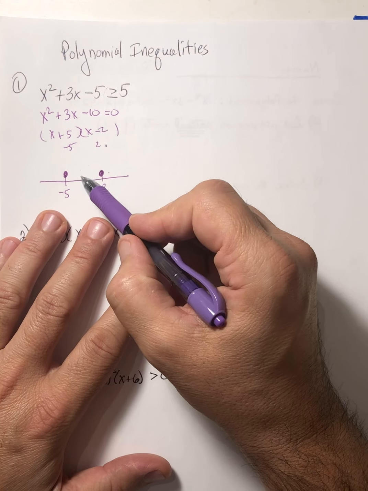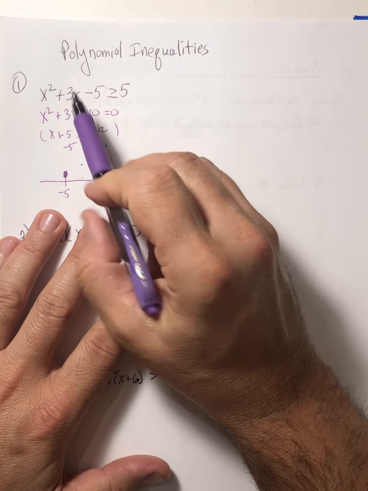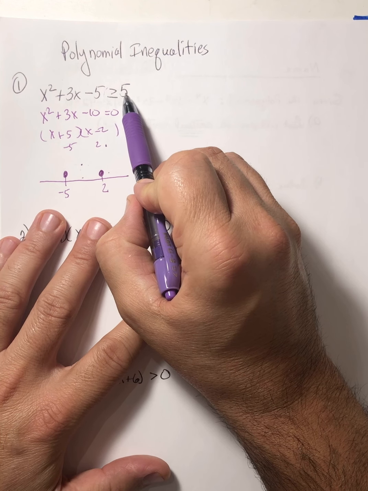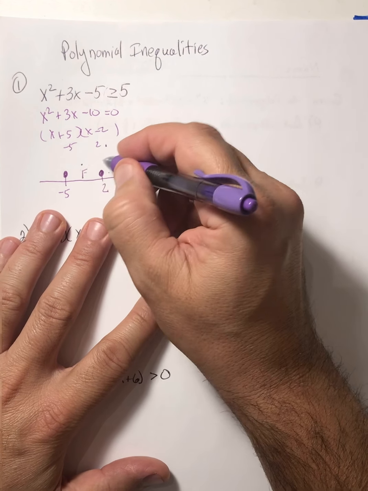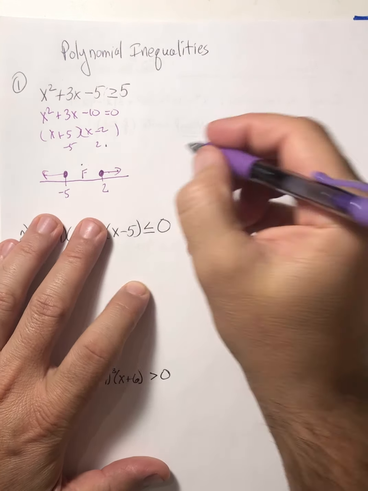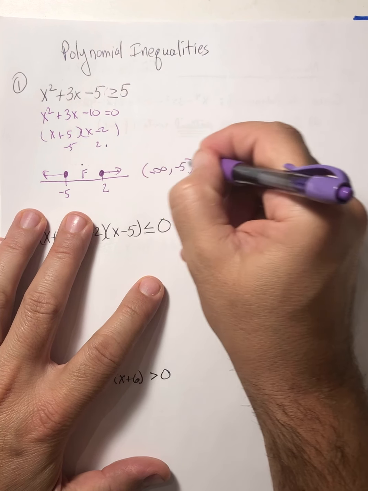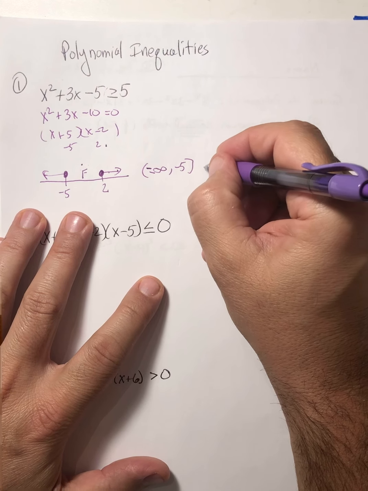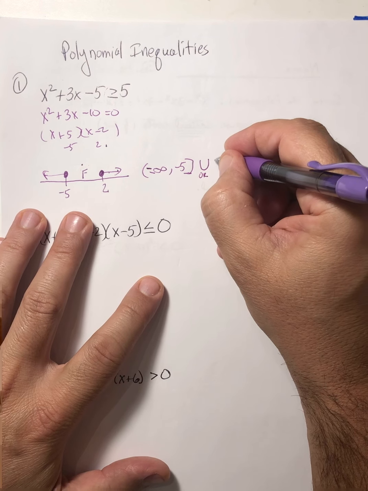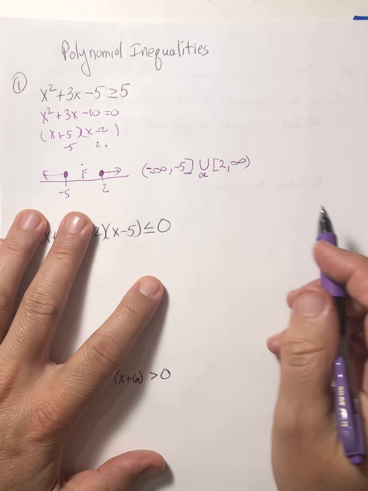And I always just said, okay, we'll pick 0. If I plug in 0 up here, do I get true in the middle or false? 0 plus 0, negative 5 is bigger than 5, and that's not possible. So it's false in the middle, so we shade on the tails. And then we wrote out our solution: negative infinity to negative 5, bracket, parenthesis on the negative infinity, union, or, bracket on the 2 to positive infinity. All right, so pretty straightforward.